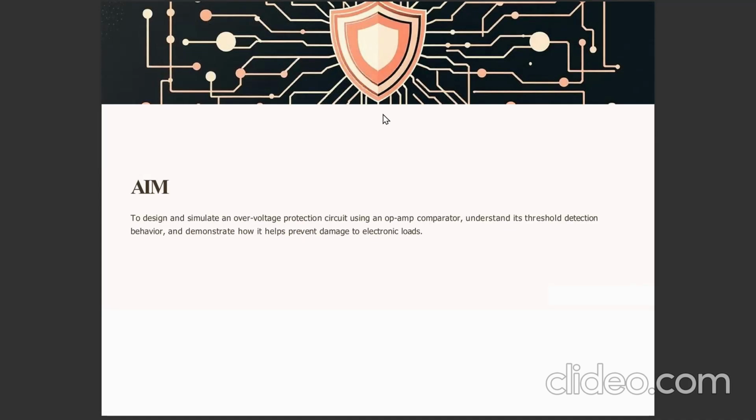The aim of our project is to design and simulate an overvoltage protection circuit using an op-amp comparator. The main purpose is to understand how the comparator detects when the voltage crosses a safe limit and to show how this circuit prevents damage to electronic loads by acting at the right moment.